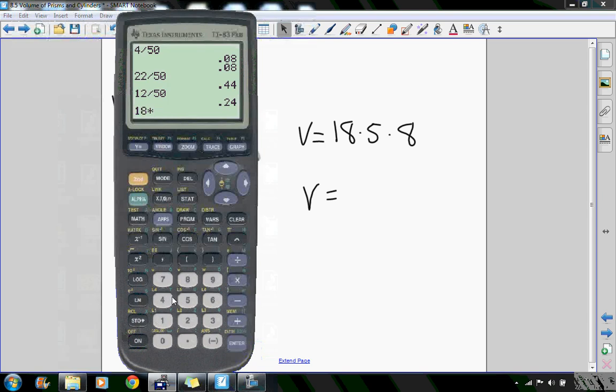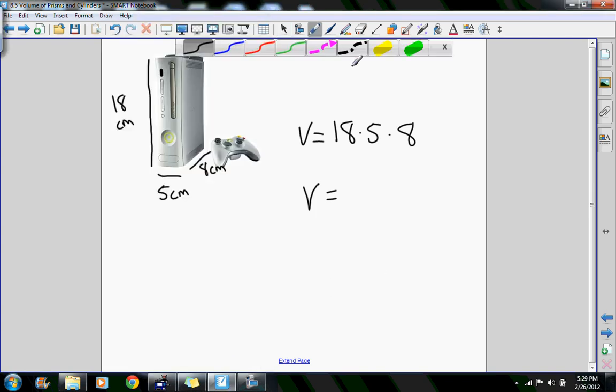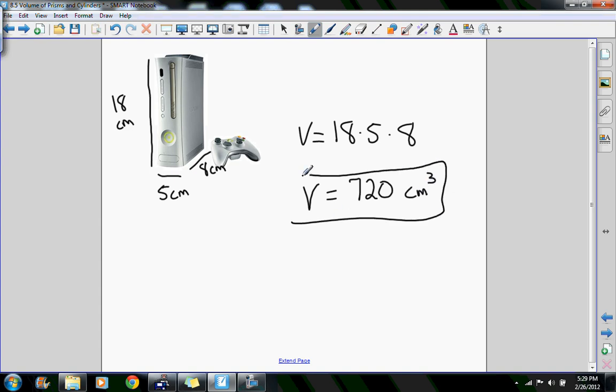18 times 5 times 8 gives us 720 cubic centimeters. And that right there is the volume of the Xbox.